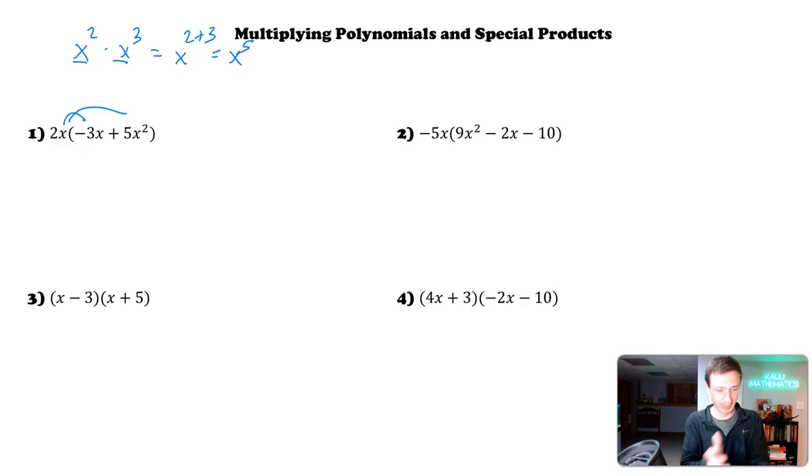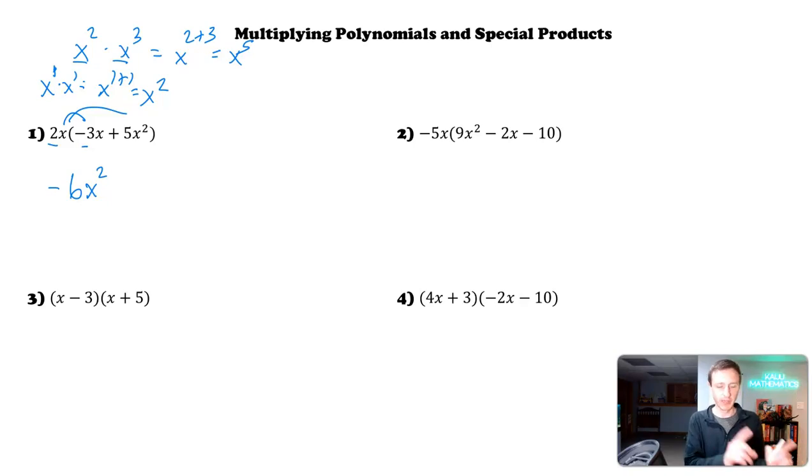So now that's pretty much all we're going to be doing. So 2x times negative 3x is 2 times negative 3, which is negative 6. We're multiplying the coefficients together. And then you're doing x to the first times x to the first, which is x to the second. I'm not going to write this out every single time, but x to the first times x to the first is x to the 1 plus 1, which is x to the second.